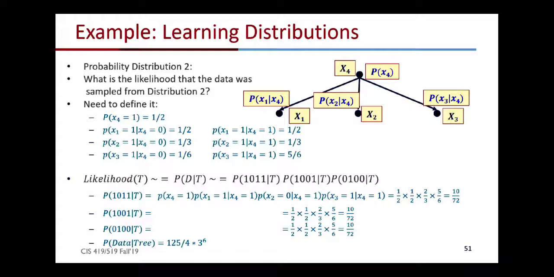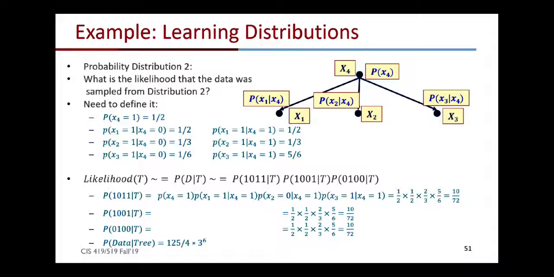Here I'm giving you P of X1 being 1 given X4 being 0, and P of X1 being 1 given X4 being 1. I claim that these two numbers are sufficient to define this probability distribution, the one on the left here. There are four numbers, but these two numbers are sufficient because the others can be determined by summing to one. And I'm doing the same thing for X2 and X3. So these seven independent numbers completely define P2.